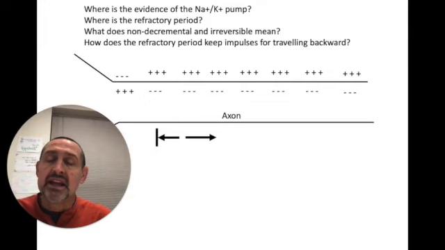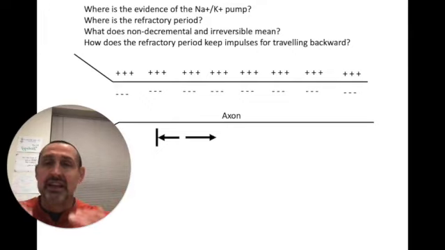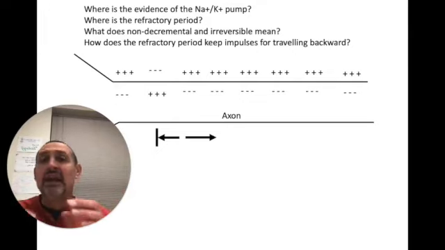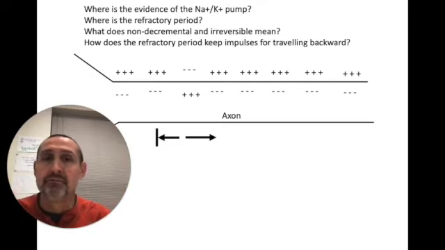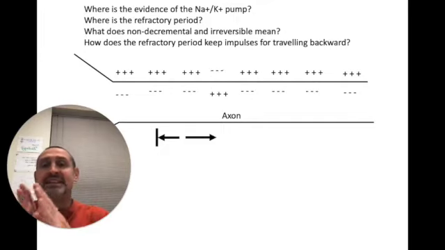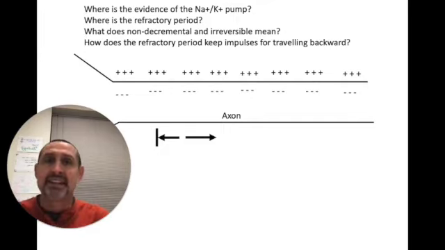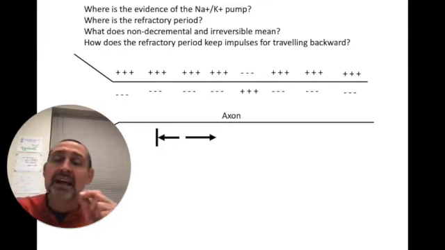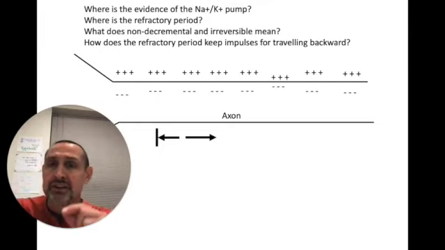All right, so watch the animation again as the sodium is rushing in, the potassium is leaking out, and then it takes a little time to push that sodium back out. That's the sodium-potassium pump. That little gap is called the refractory period, resetting that domino, getting it to stand back up. But that's how a nerve impulse is irreversible.